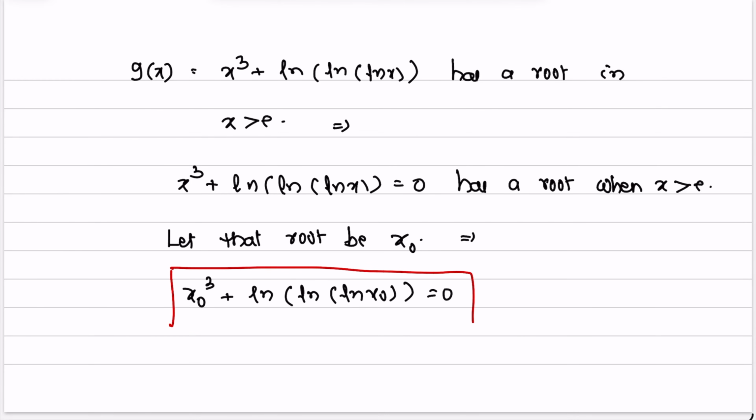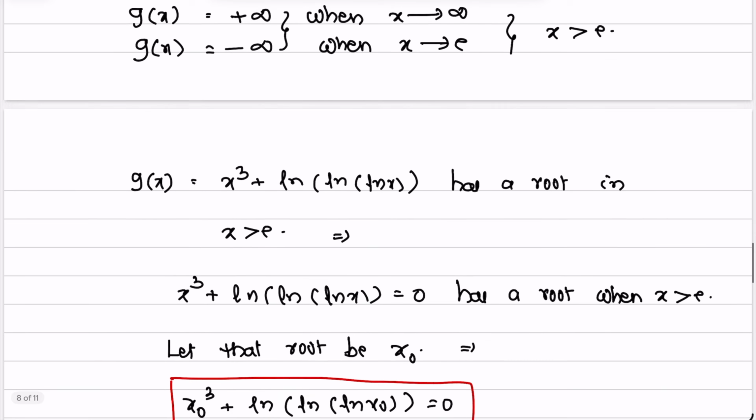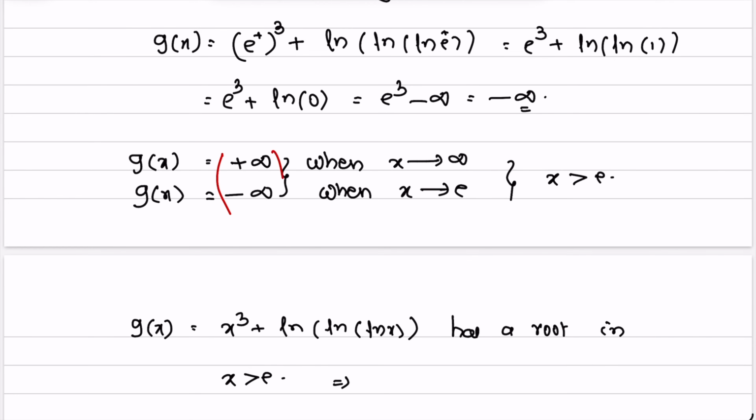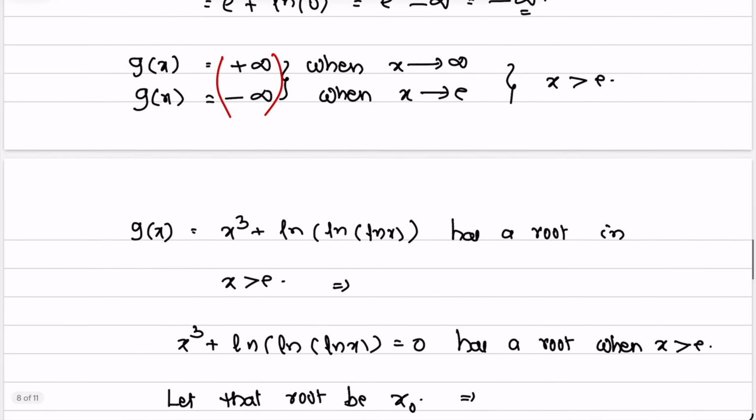What we have established is that when x is greater than e, there is a root x naught. For x equal to x naught, the equation g(x) is equal to 0. It varies from minus infinity to plus infinity because of this sign change. The g(x) value changes as x changes between e and infinity. That means the denominator is equal to 0 at x naught.